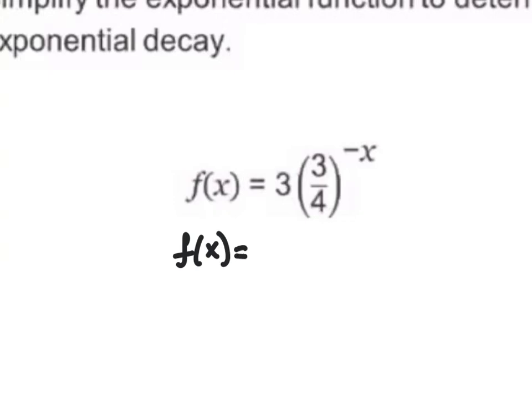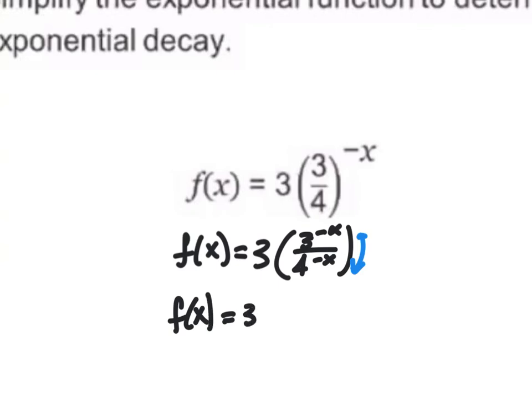All right, so f of x is equal to 3. And then because I'm raising a fraction to an exponent, I raise the numerator to that exponent and the denominator to that same exponent. Now I take this and switch my numerator and denominator to make the exponents positive. So we get 3 times 4 to the x over 3 to the x. And now since I have a fraction that's raised to the same exponent, I can take that exponent out and raise it to the whole fraction.